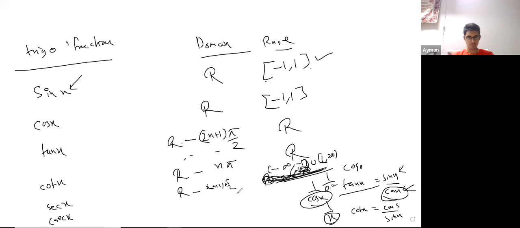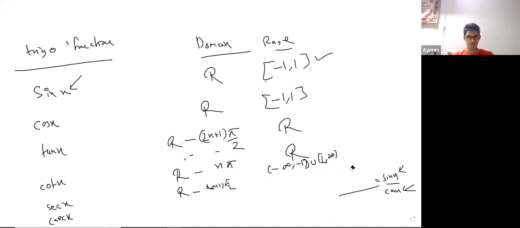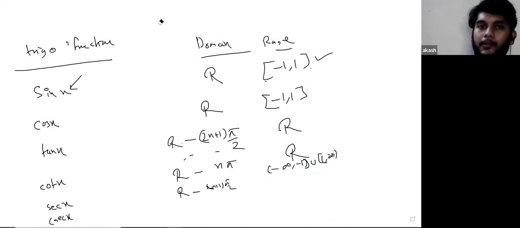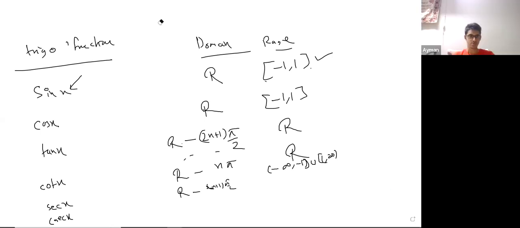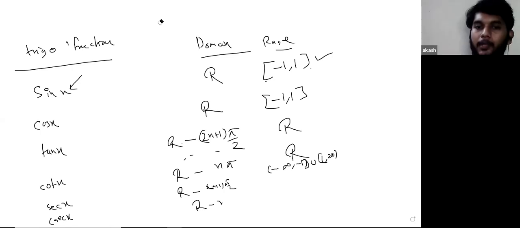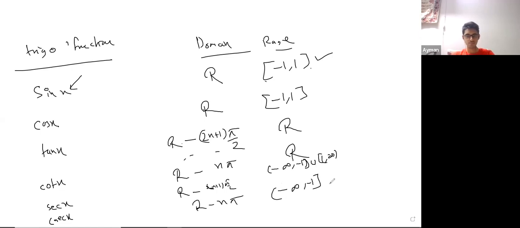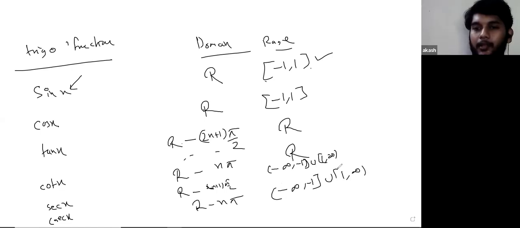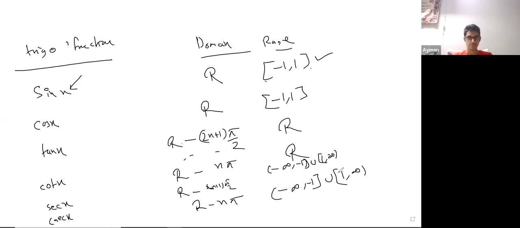Now cosec x, can you tell me the same thing? Domain of cosec x? Cosec x is 1 upon sin x. So sin x cannot be 0. Sin x is 0 when sin 0, sin 180. So R minus n pi. And the range is the same as this, because same concept, 1 upon sin x. I hope I'm clear. I'm going a little bit fast because this is a class 11 concept. So please note it down.